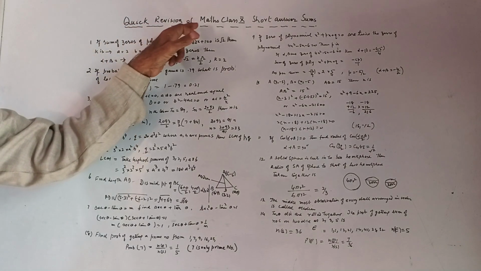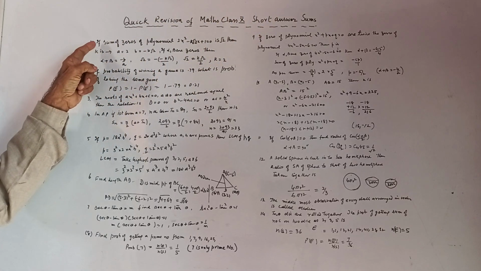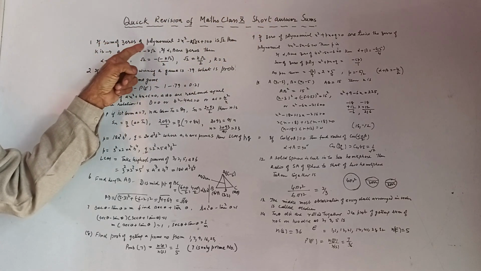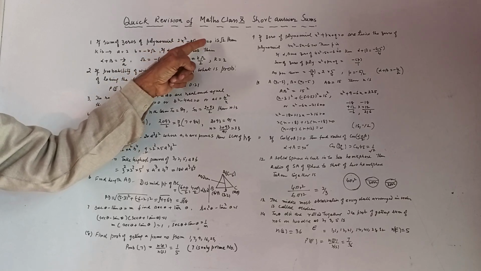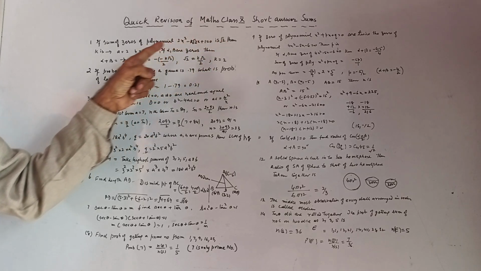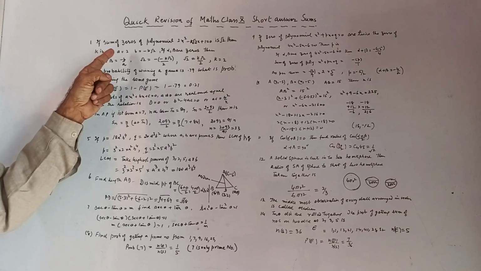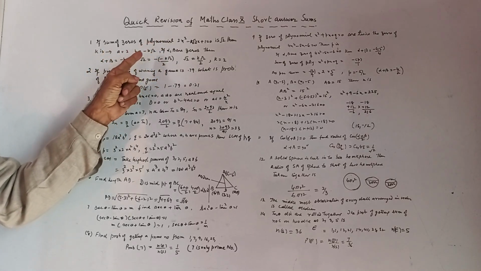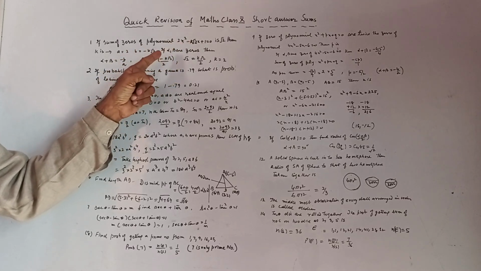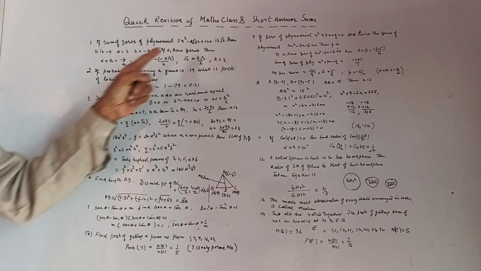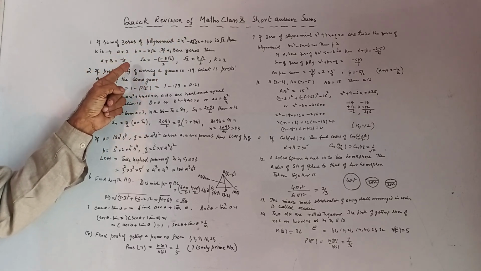Quick revision of math class short answer sums. Question number 1. If the sum of zeros of polynomial 2x square minus k root 2x plus 1 is root 2, then k is, we have to find k. Now a is equal to 2, the coefficient of x square, b is equal to minus k root 2, the coefficient of x. If alpha, beta are zeros of the polynomial, then alpha plus beta is equal to minus b over a.